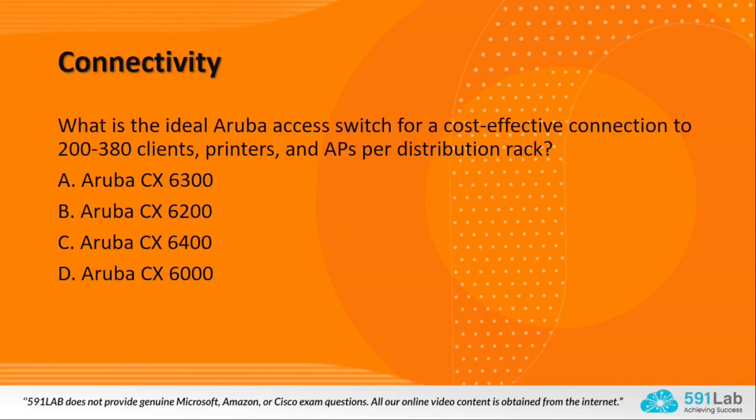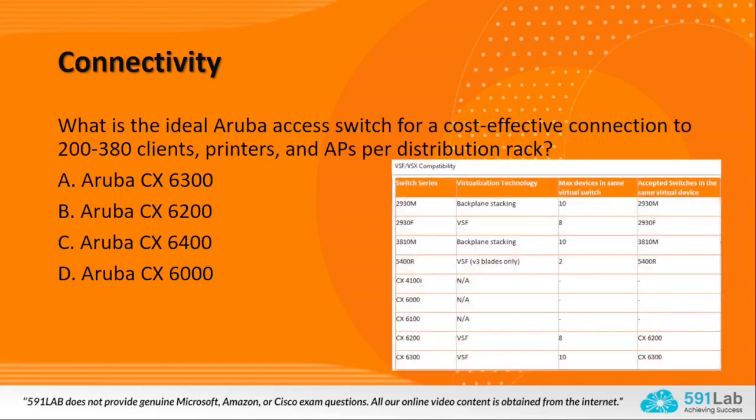Okay, let's look at the sample question under connectivity. What is the ideal Aruba access switch for a cost-effective connection to 200 to 380 clients, printers and APs per distribution rack? The question says that the switch should support more than 380 wired devices. In this case, to provide such port capacity, we need to stack multiple switches. Let's look at the answers one by one.